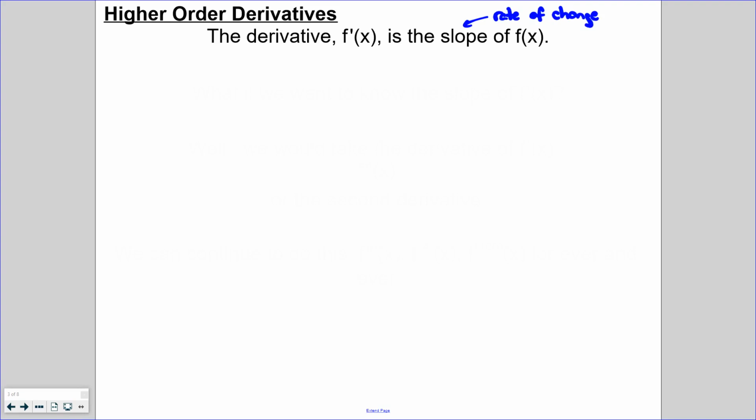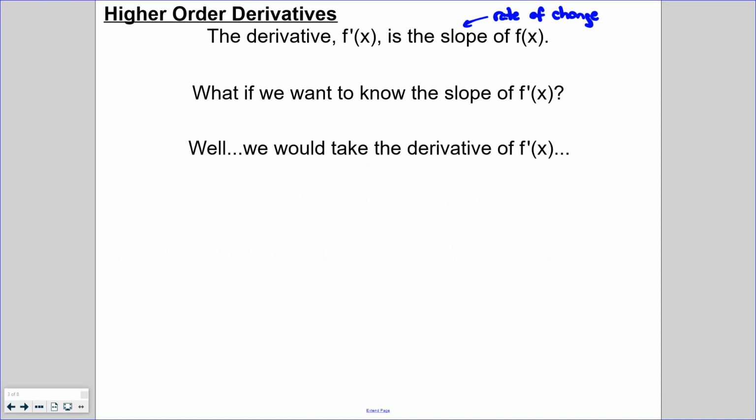Well, then another question comes into our mind. What if we want to know the slope of the derivative? Or what if we want to know the slope of the slope? What if we want to know how fast the slope is changing with a function? Well, that's pretty simple. We would just go ahead and take the derivative of the derivative, because the process of taking the derivative allows us to find the slope or the rate of change of whatever function we're taking the derivative of. So we would just take the derivative of the derivative.